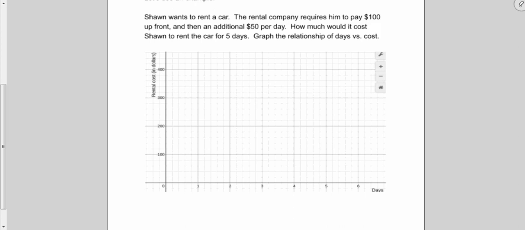So, Sean picks up the car, and right off the bat, they charge him $100. So from here all the way to here, they require him to pay $100 up front, and then an additional $50 per day. So, how much does he have to give up front? Well, $100, but then he's got to pay $50 for the first day. So his first point is going to be right here at 150, and it's going to go all the way over here to the end of the first day.